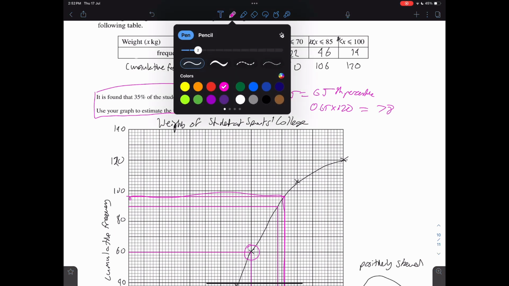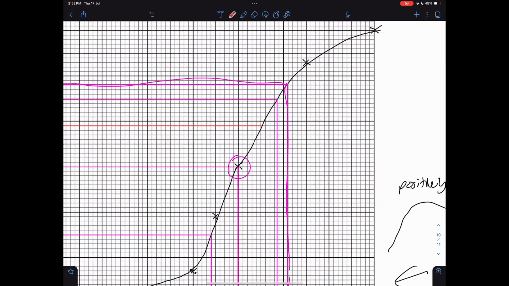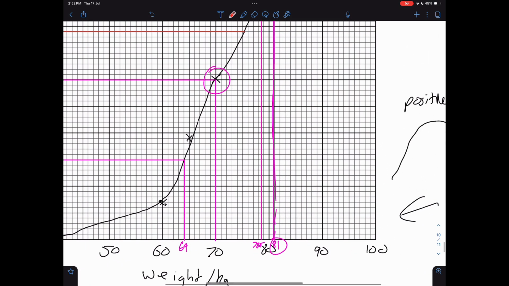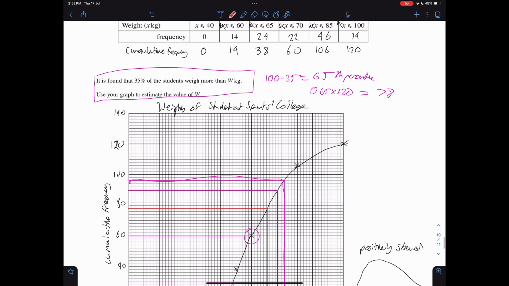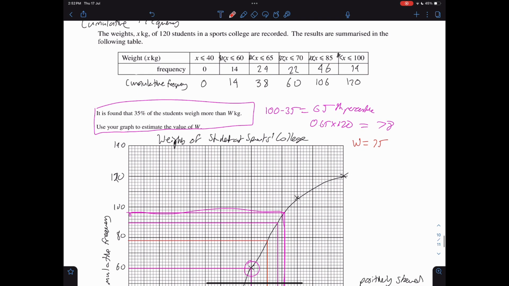is equal to 78. We get a different colour, we'll go red, easy to see. 78 here, cuts the graph, and here. Roughly, we'll call that 75. So we would say W equals 75 is our estimate.